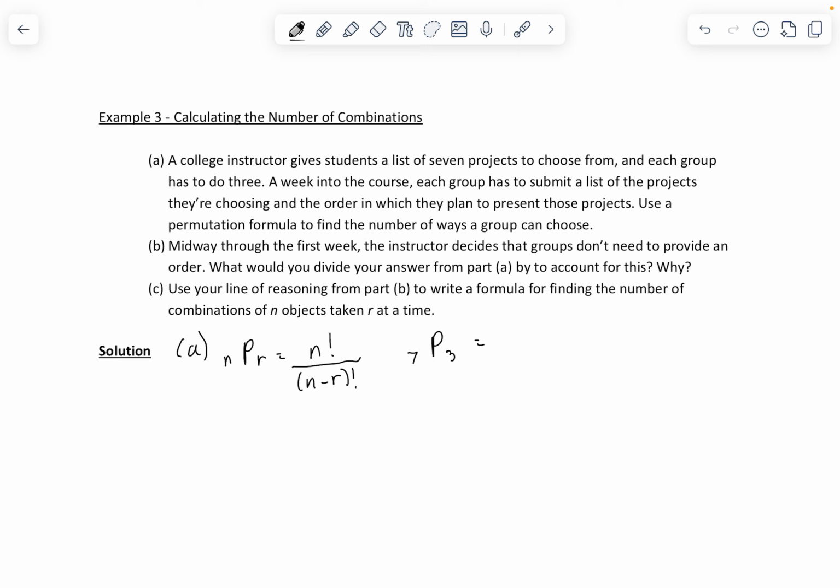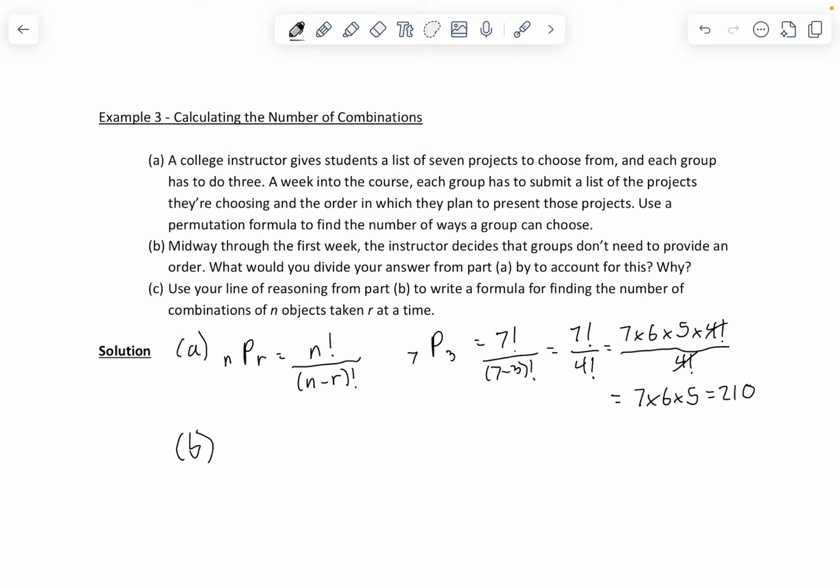So this is equal to 7 factorial divided by 7 minus 3 factorial. That's equal to 7 factorial over 4 factorial. This is equal to 7 times 6 times 5 times 4 factorial over 4 factorial. Cancel. So this just simplifies down to 7 times 6 times 5, which is equal to 210. Okay, let's move on to part B here.